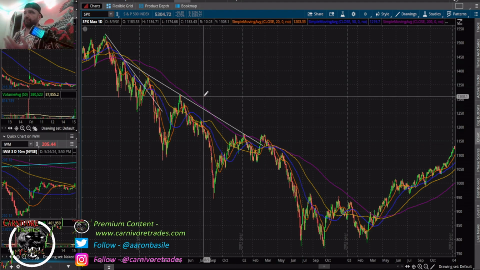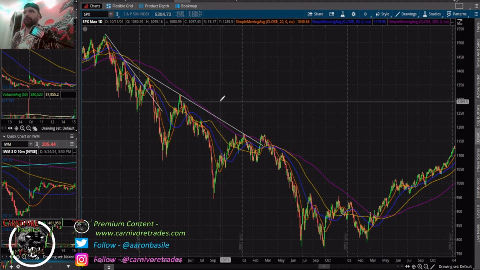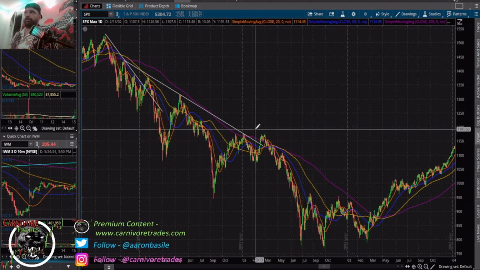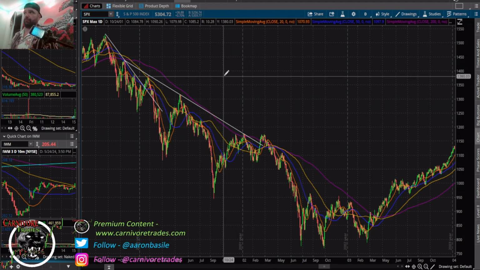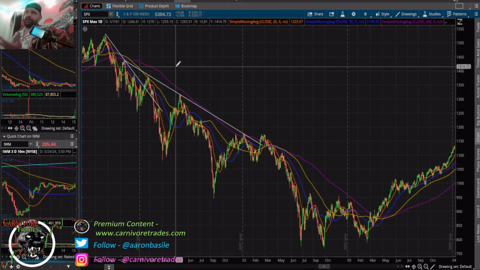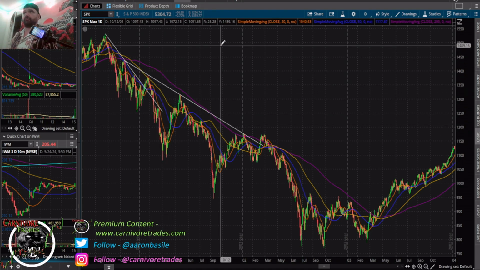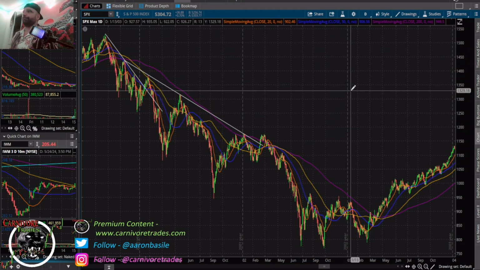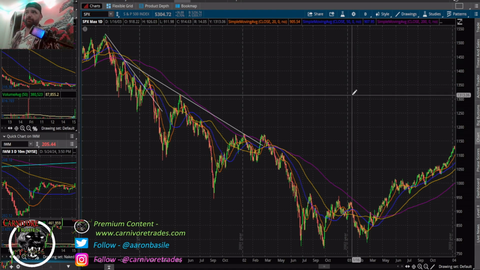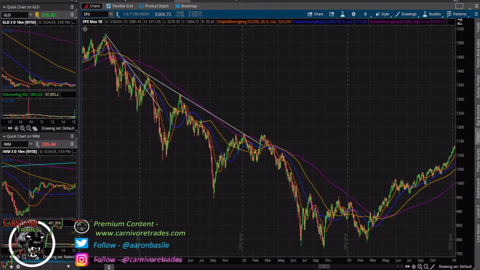Just because something breaks out doesn't mean it can't put in a lower high. Same thing on the way down. Just because something breaks down doesn't mean it can't squeeze. So again, don't fall in love with them. Don't fall in love with any pattern. It's all about probabilities and putting all the pieces of the puzzle together.